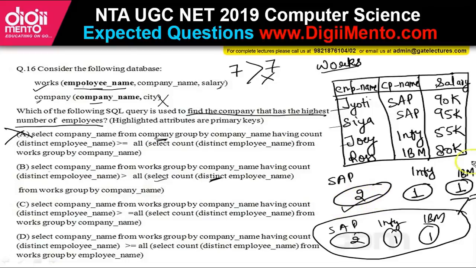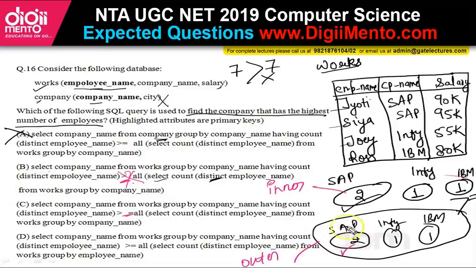Okay, so let's read out option C. This is exactly the same, the only difference is the equals to here. Here the equal to was missing, that's why it was wrong. Here the equal to is given. Now let's look. They're saying select company name from works group by company name. I have grouped them on the basis of company name. Having count distinct employee name should be greater than or equal to, so first I will pick 2. It should be greater than or equal to this whole thing. This is my inner query. Okay, don't get confused, and this is my outer query.